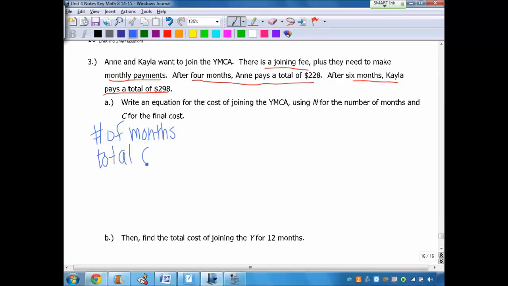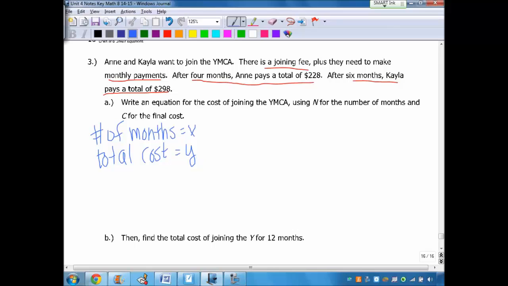Now, the question is which one depends on which? The number of months you need to know before you can find out the total cost because the total cost depends on how long you actually go to the Y for. So we're going to say that the number of months is your independent variable, so that's X, which means that the total cost is your dependent variable, it's your Y.